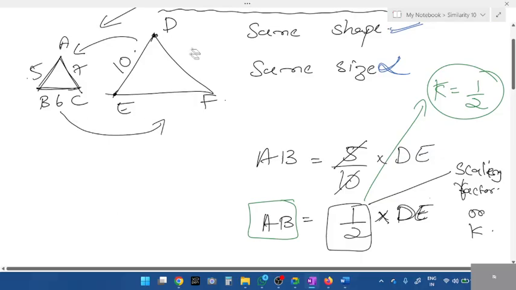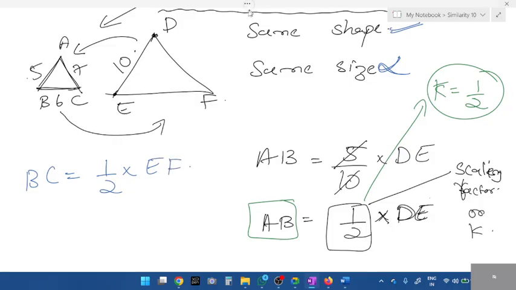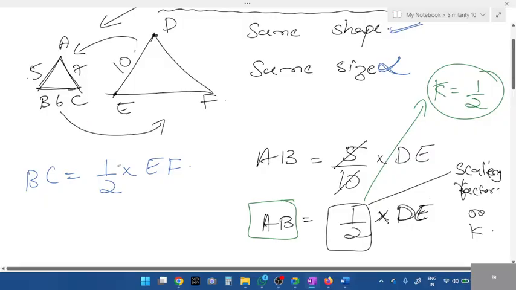Now if I want to find BC and EF, so take the smaller diagram. BC is equal to, use the same scaling factor, half of EF. BC and EF are related. EF, we know it is 12, but let us check using the formula. BC is equal to half of EF. BC is equal to 6. 1 by 2 into EF. What is EF value? How do you find EF? If 2 goes to the other side, EF is equal to 12.